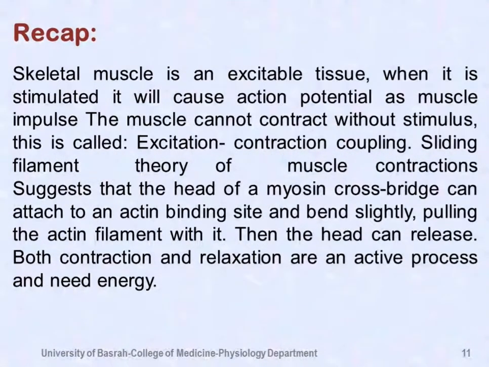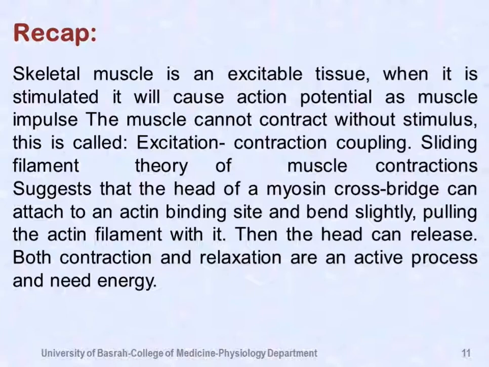Now, summary of our lecture: skeletal muscle is an excitable tissue, and when it is stimulated it will cause action potential. We call it muscle impulse. The muscle cannot contract without stimulus. We call it excitation-contraction coupling.